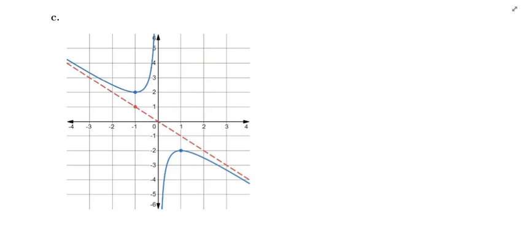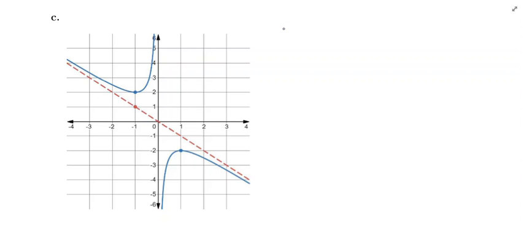Graph in example 3C, there is clearly an oblique asymptote. This is what one looks like. You see this red dotted line and it has a slope to it. It's not vertical, it's not horizontal. This is an oblique asymptote. So hopefully now you can kind of see what one looks like.